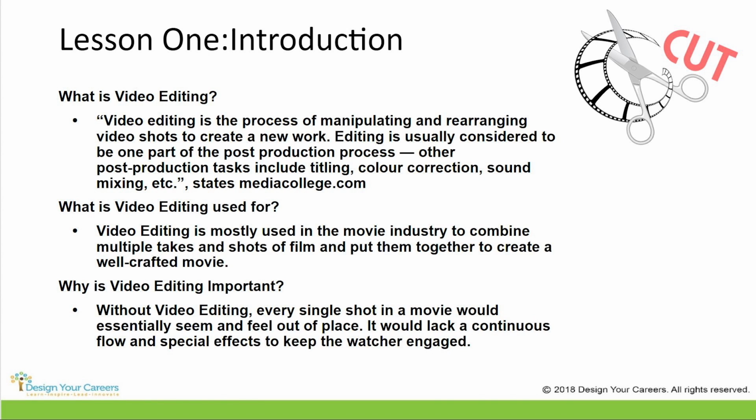What is video editing used for? Video editing is mostly used in the movie industry to combine multiple takes and shots of film and put them together to create a well-crafted movie. Why is video editing important? Without video editing, every single shot in a movie would feel essentially out of place. It would lack a continuous flow and special effects to keep the watcher engaged.